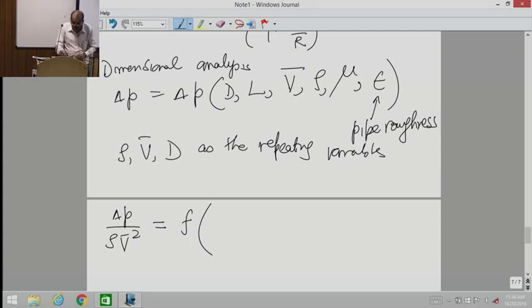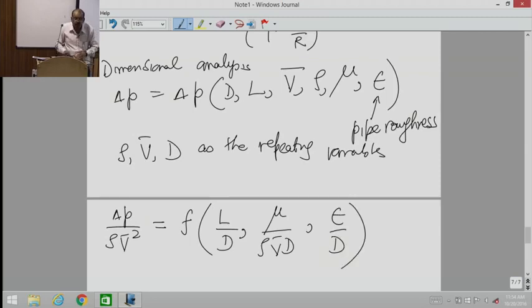This will be a function of L by D; D doesn't come into the picture. V bar and rho will not come, mu will give me mu upon rho V bar D, and epsilon will give me epsilon upon D. Can everyone work this out directly, as I have seen? This is what we have done in the last chapter, and this is how we are using it.